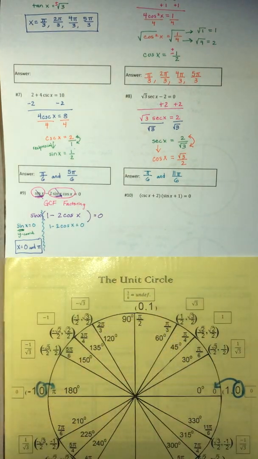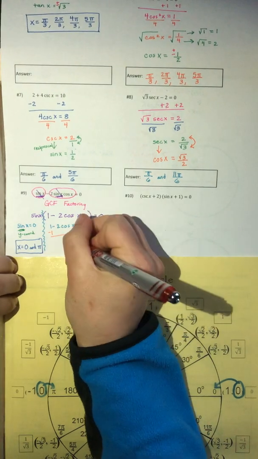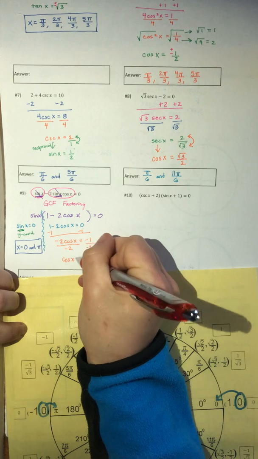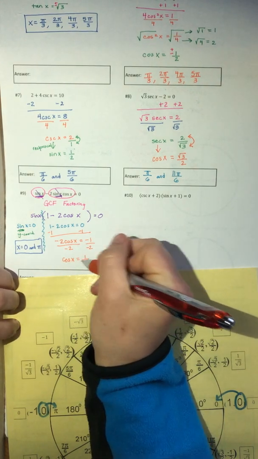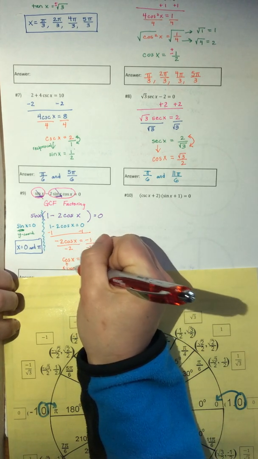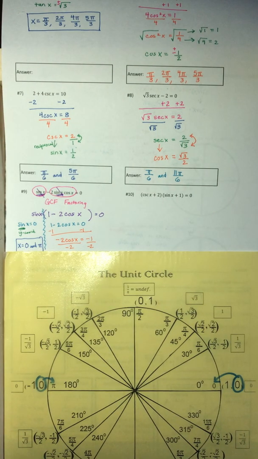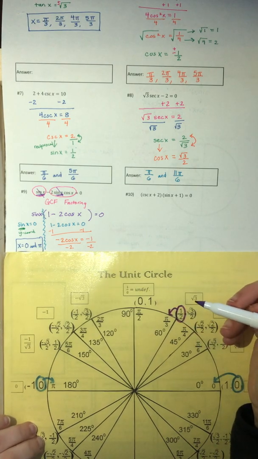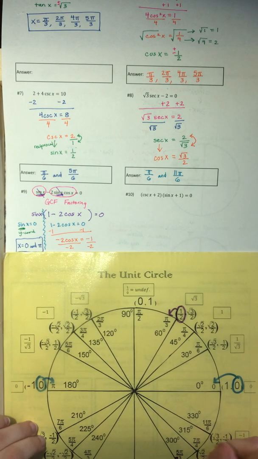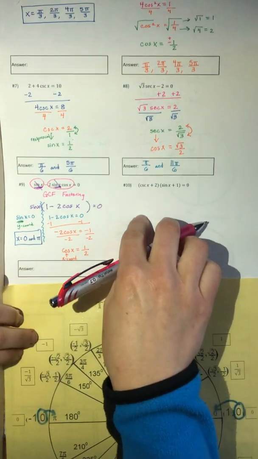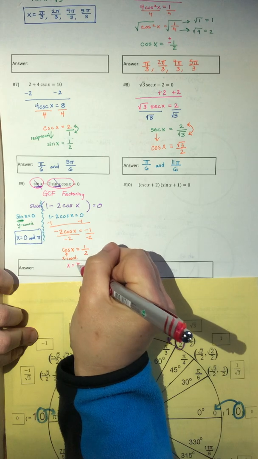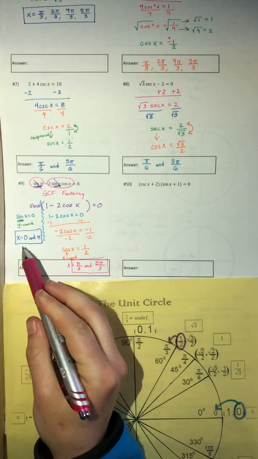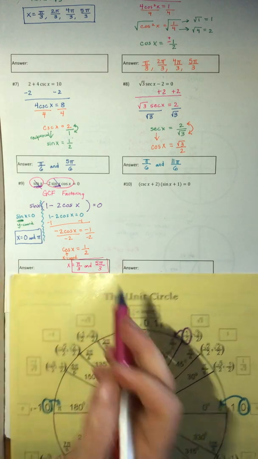Now we have to do the other side. We're going to subtract 1 from both sides. Divide by -2. -1 over -2 makes a positive 1 over 2. And cosine is the x coordinate. Where is the x coordinate equal to 1/2? The x coordinate equal to 1/2, there's 1 at pi over 3, and down here at 5 pi over 3. So you have 4 answers. You have 0, pi, pi over 3, and 5 pi over 3.